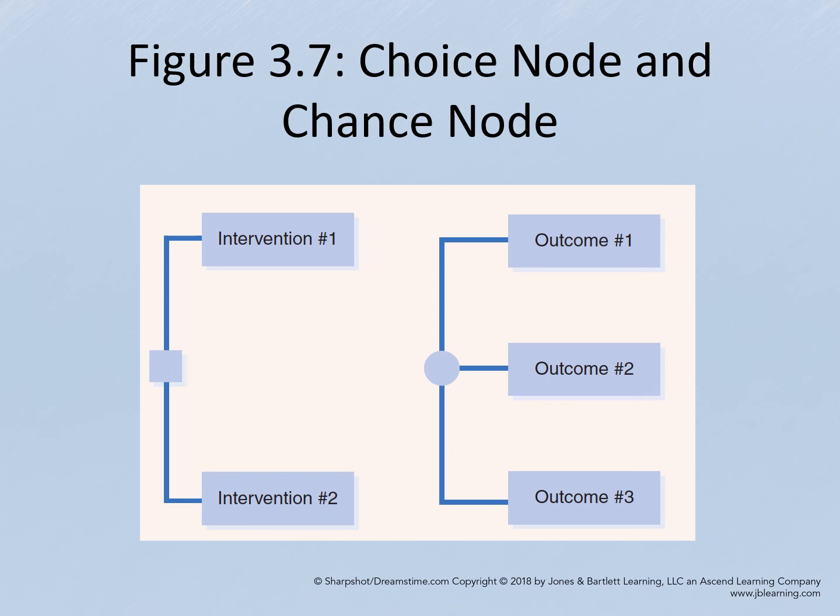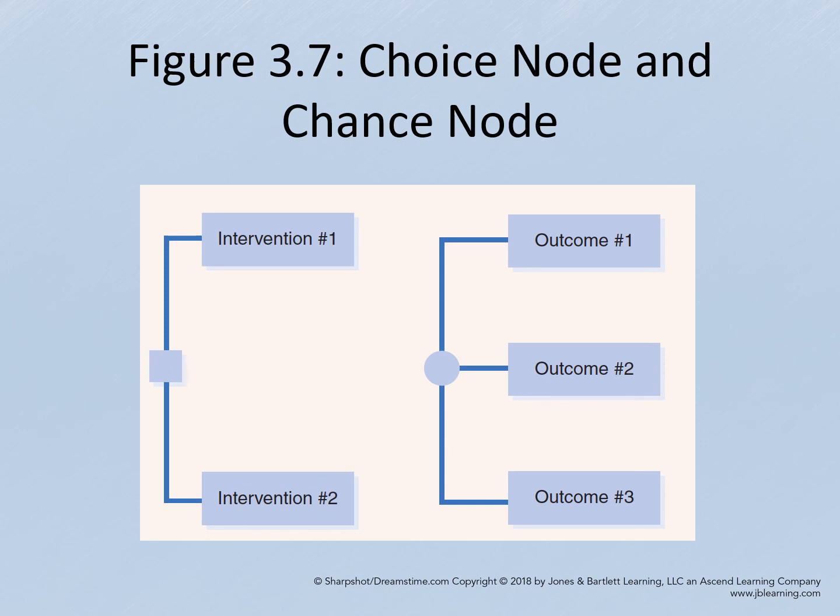So we have a choice between intervention 1 or intervention 2. Based on taking intervention 1, there's a chance that this may be the outcome, or this may be the outcome, or there can be another outcome. There can be outcome 1, outcome 2, or outcome 3. So we have a choice between 2 interventions. That's our choice. And based on the chance node, there can be 3 types. So in decision trees, a square represents a choice and a circle represents the chance nodes.